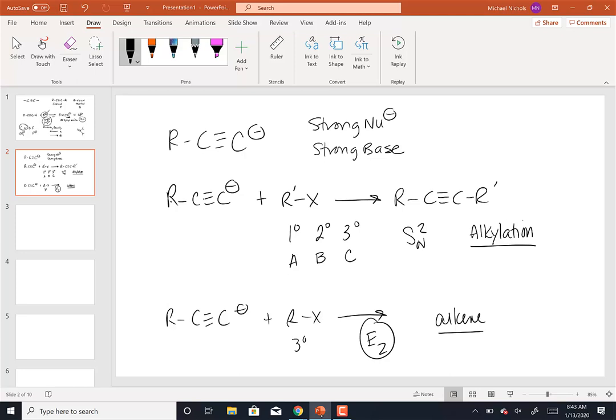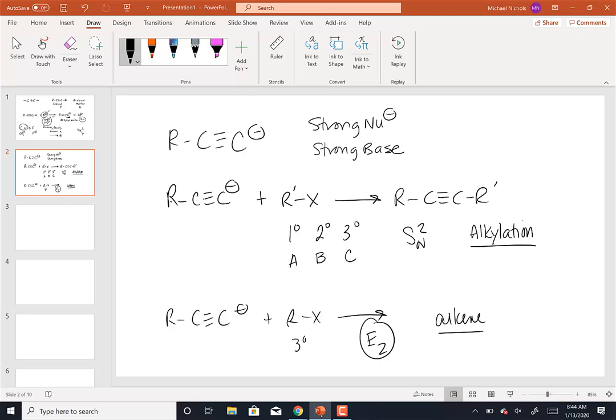I want to make a triple bond from scratch. Well, I've got to figure that out as well, right? So we have to go back and remember, when will a strong nucleophile react and do SN2? When will it do E2?